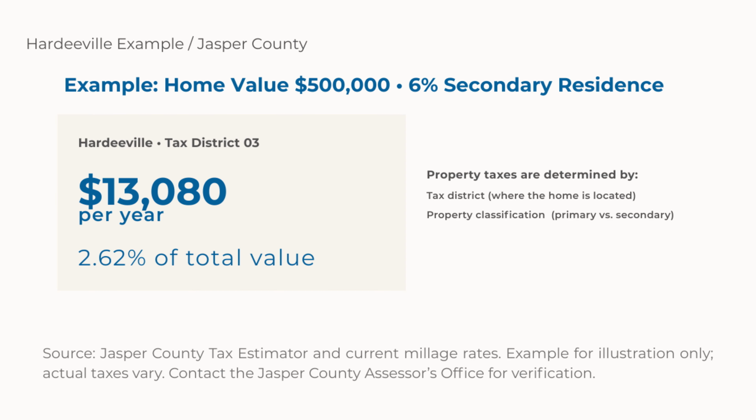For those classified at 6% for secondary or rental homes, taxes would be approximately $13,080 per year, which is about 2.62% of value. As you can see, there are some big differences, especially depending on how you plan to use the property. Something to keep in mind is that property taxes are one part of the total homeownership expenses.